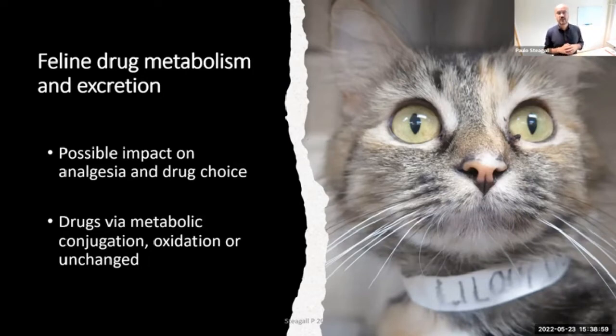And finally, there are some drugs that are eliminated unchanged, either into urine, for example, or the bile, such as gabapentin, which is a drug that is being widely used these days. And in this case, they usually will have similar elimination half-lives in dogs and in cats. So this is just to start thinking about how feline drug metabolism and excretion will impact our dosage regimens.